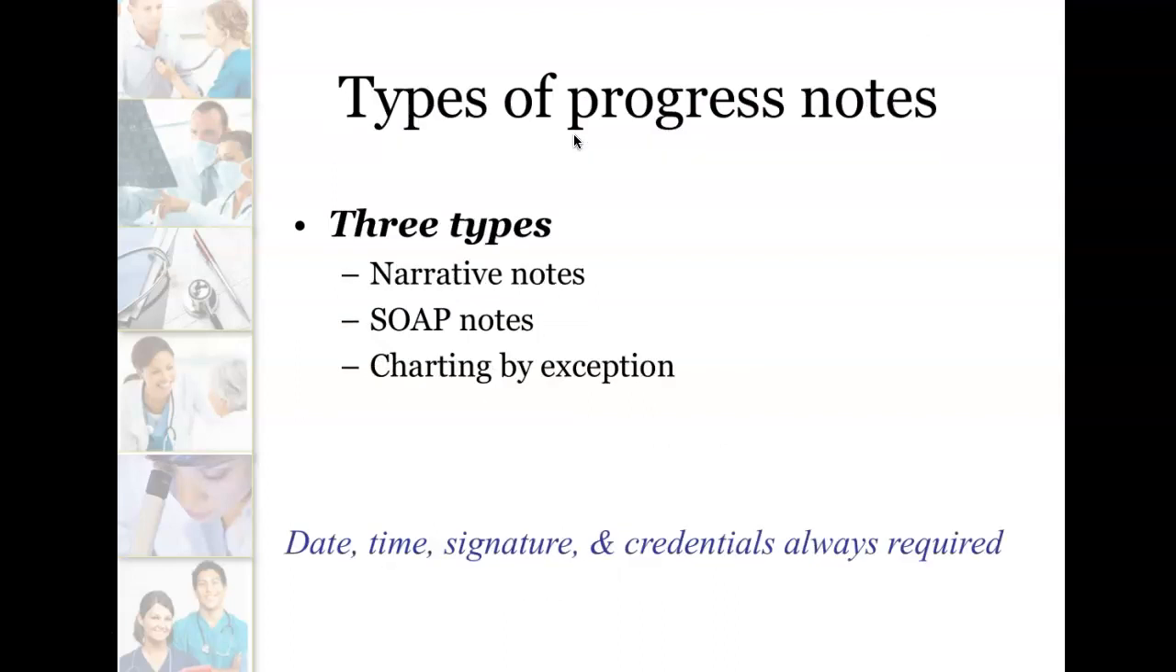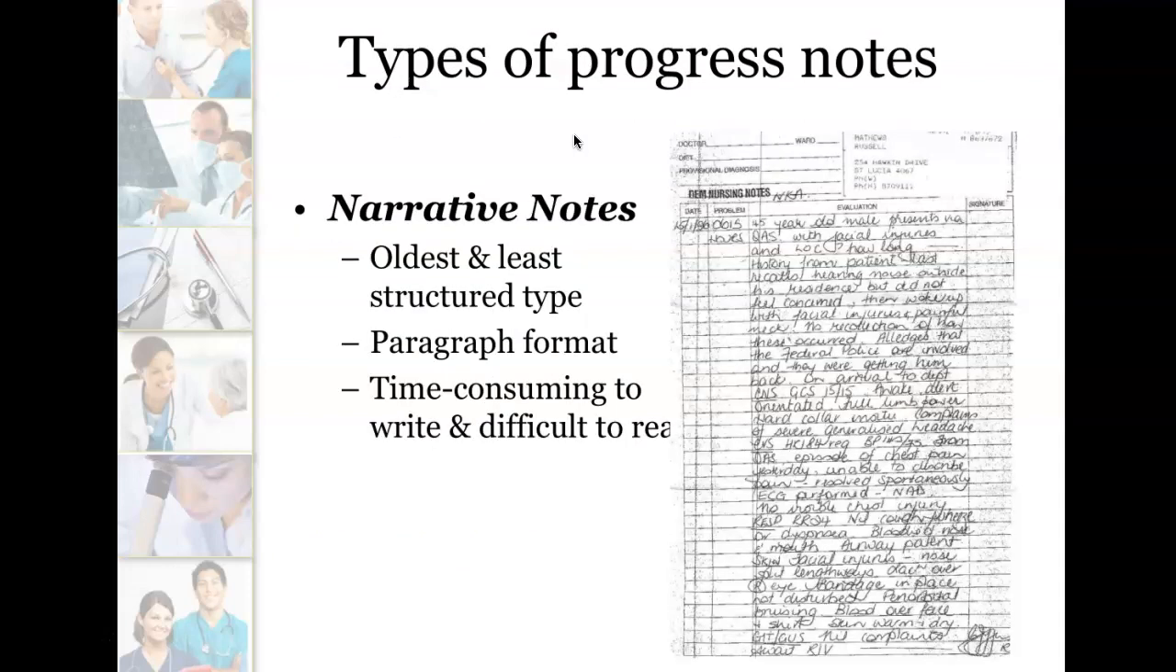When it comes to progress notes, there are 3 different types or styles for recording these. One type is narrative notes. Another, SOAP notes is what they're called, and the third form is charting by exception. No matter which type of progress notes you keep, it is always imperative that you record the date and the time and include your signature and credentials by each entry. Narrative notes are written in paragraph form. They are the oldest and least structured type of progress notes, and they're more time-consuming both to write and to read, but they're very detailed and provide a lot of information.